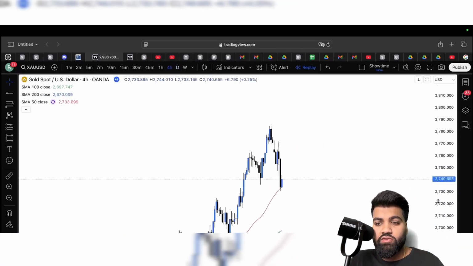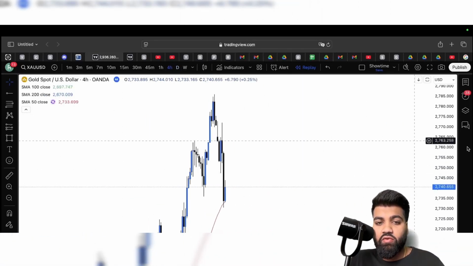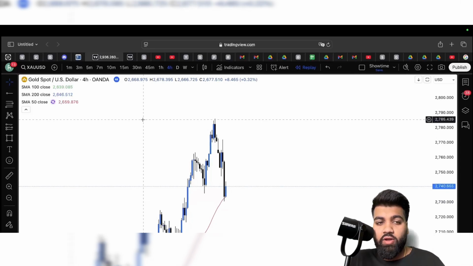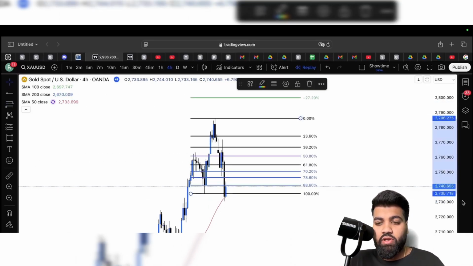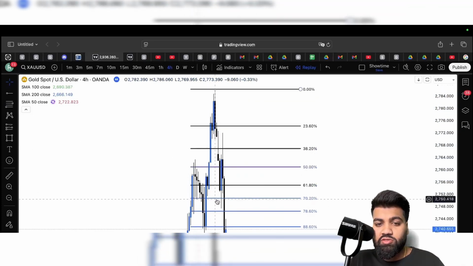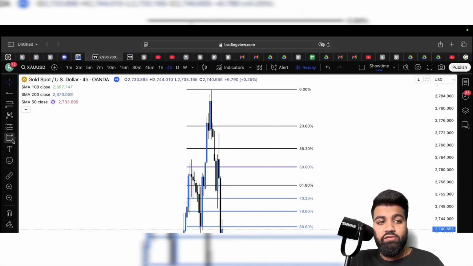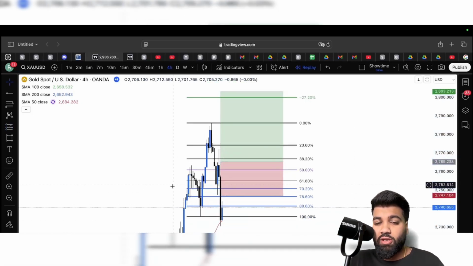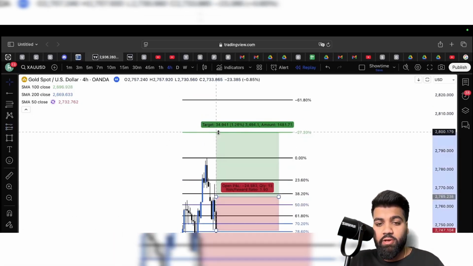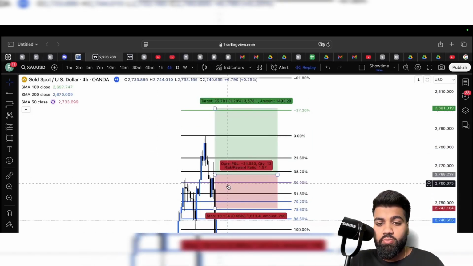Gonna go down to my H4, and as you guys can see over here, if you were to take this leg over here, if you're going a little more aggressive, you can see what it did is that it formed a support, and then it broke the high over here, and it came down and stopped you out. So if you got into this trade right over here and placed your stop loss below over here, and that's a pretty big stop loss, so I don't think you would place it there. But if you did, you might have gotten stopped out.